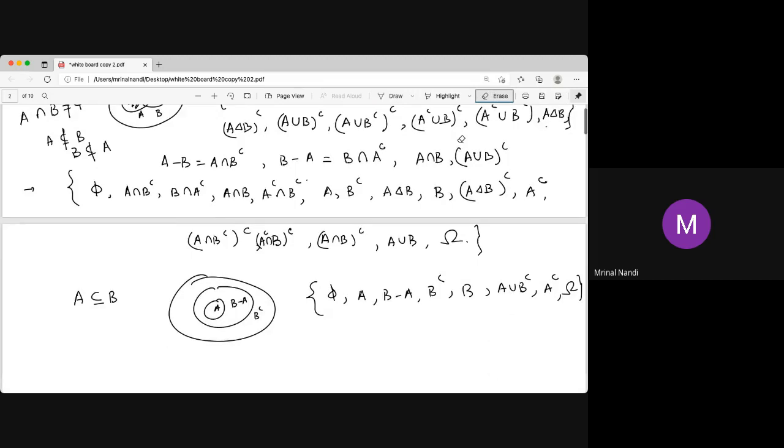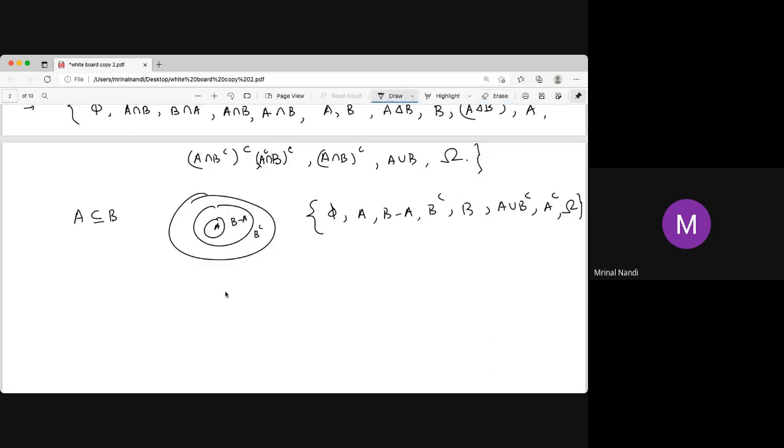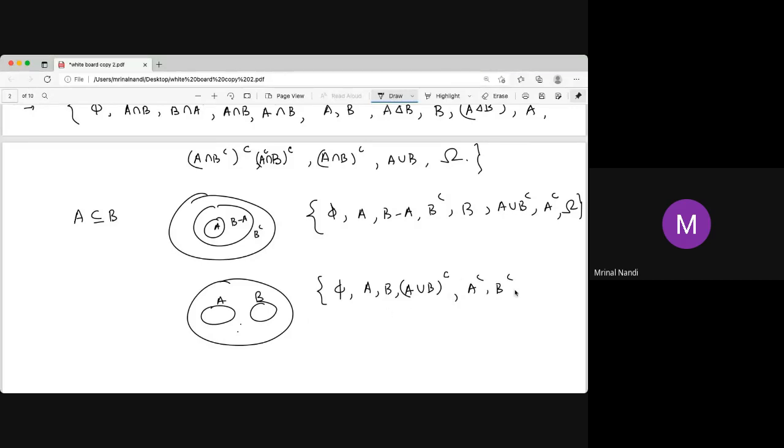Again, if A and B are such that A and B are disjoint, then you will get 8 many subsets. In the same way: phi, then A, then B, then A union B complement. These are atoms. Then A complement, then B complement, then A intersection B is phi, then A union B, and then the whole omega. So there are 8.